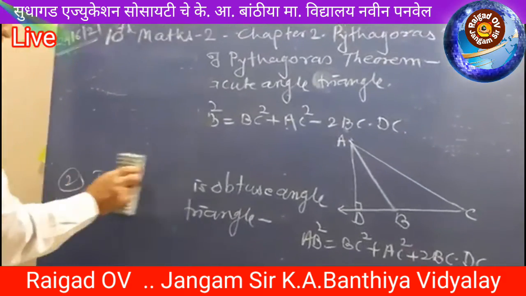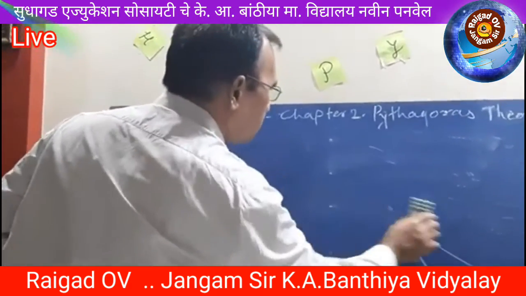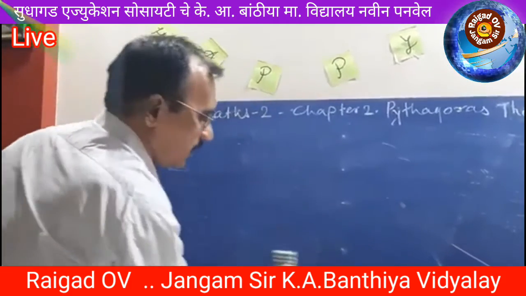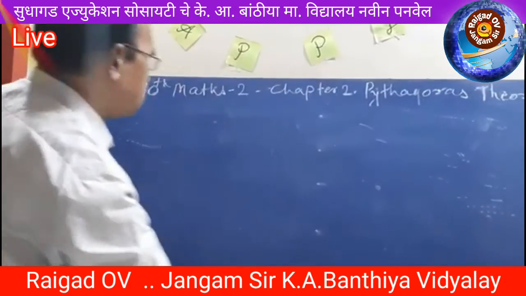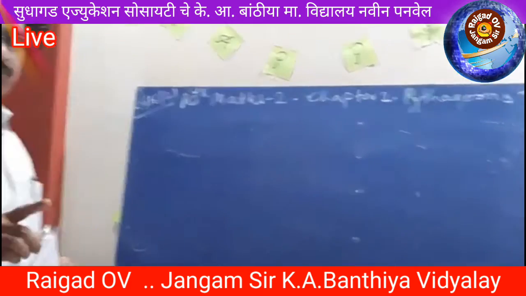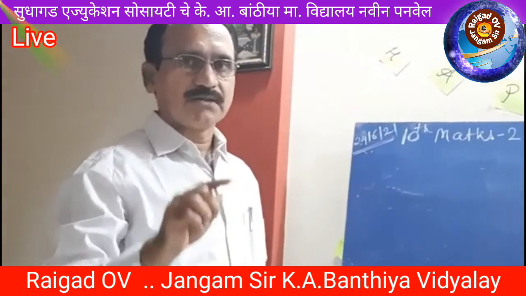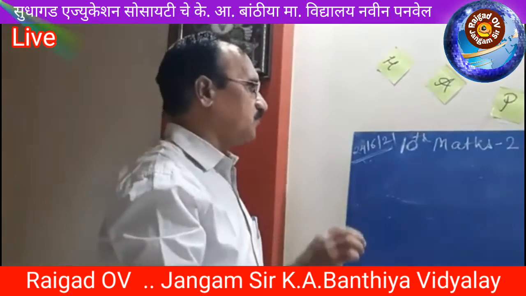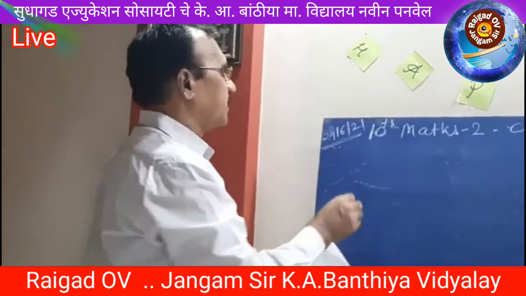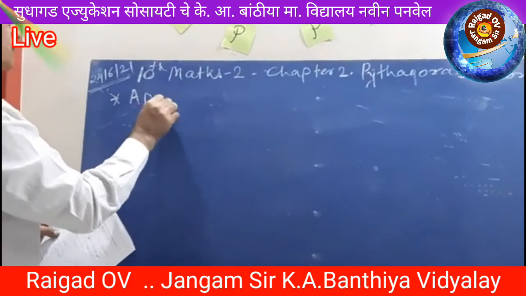Apollonius theorem means in a given triangle, if the word median or midpoint is in the example or in the figure, then we know there is Apollonius theorem. The proof of Apollonius theorem is also in your textbook. You try to solve it yourself and then write it in your notebook. Here you need only the formula based on Apollonius theorem. Now see here, Apollonius theorem.